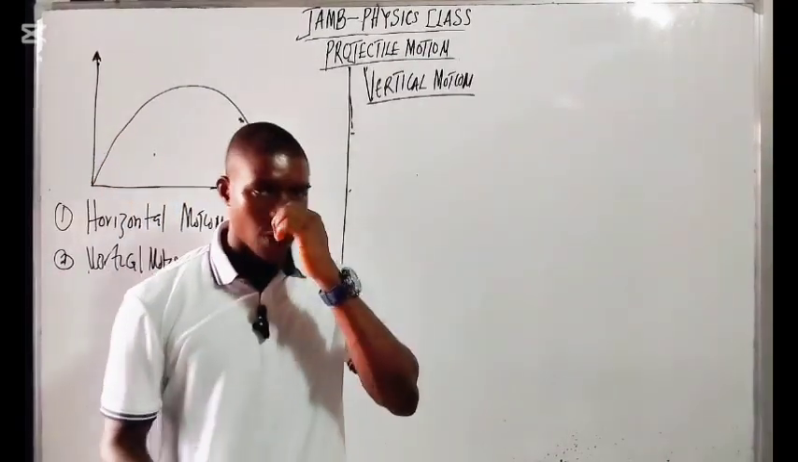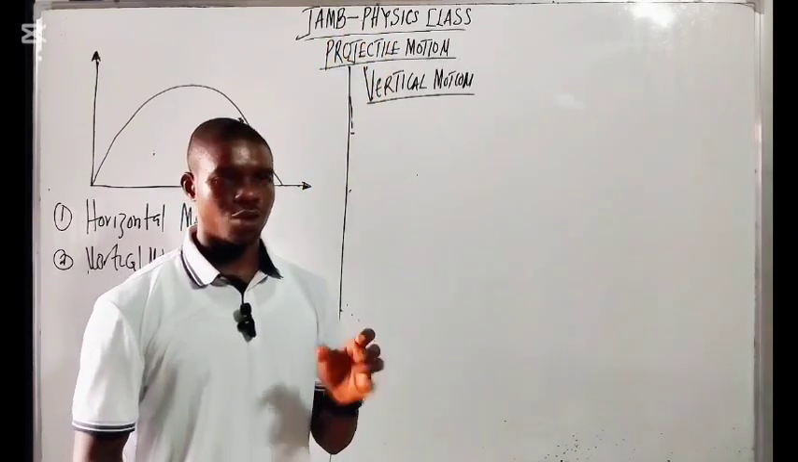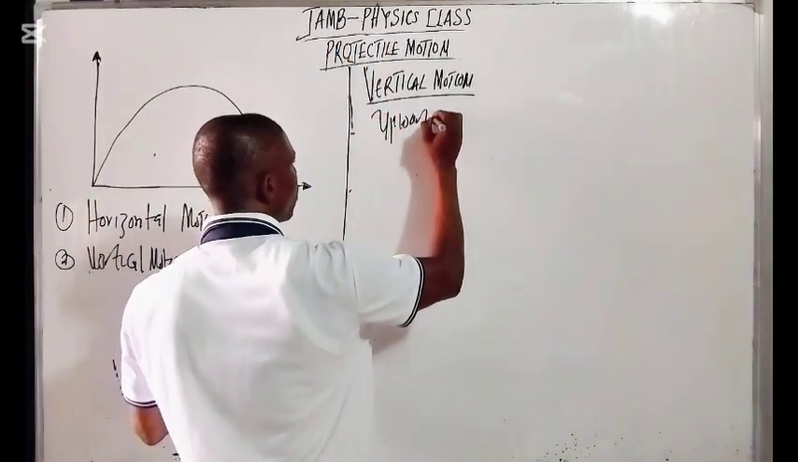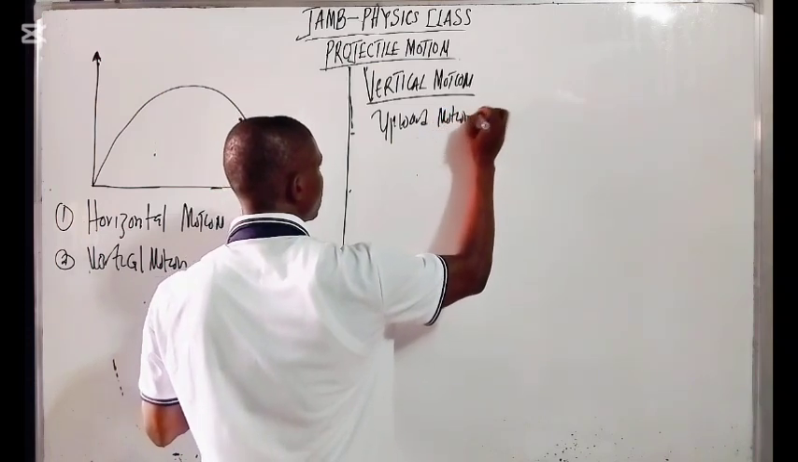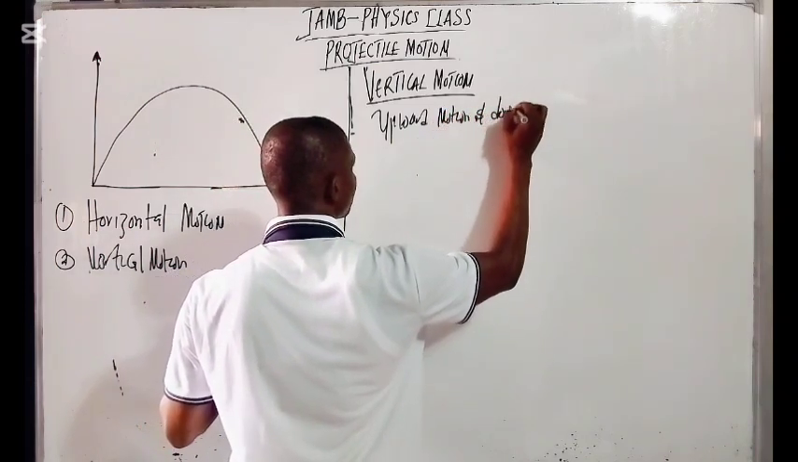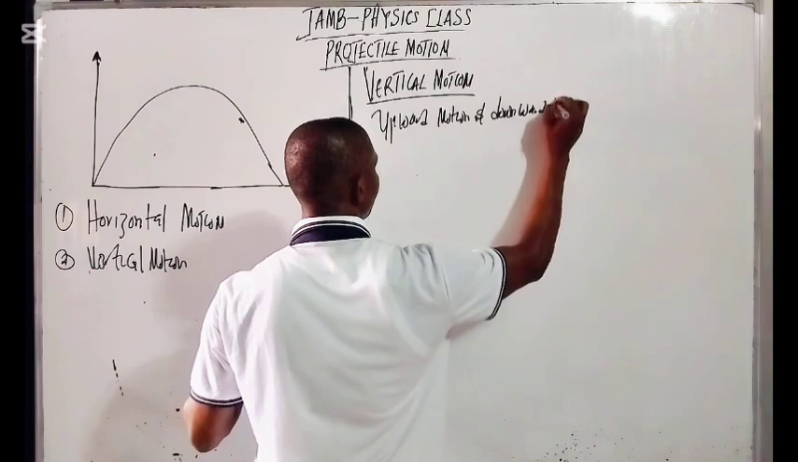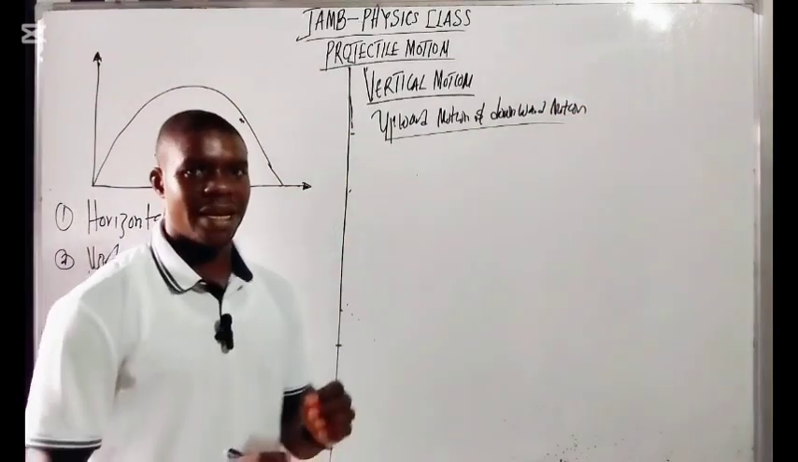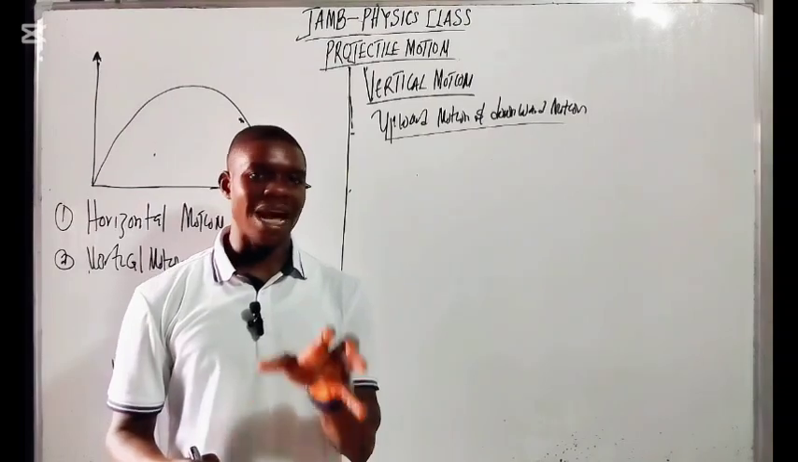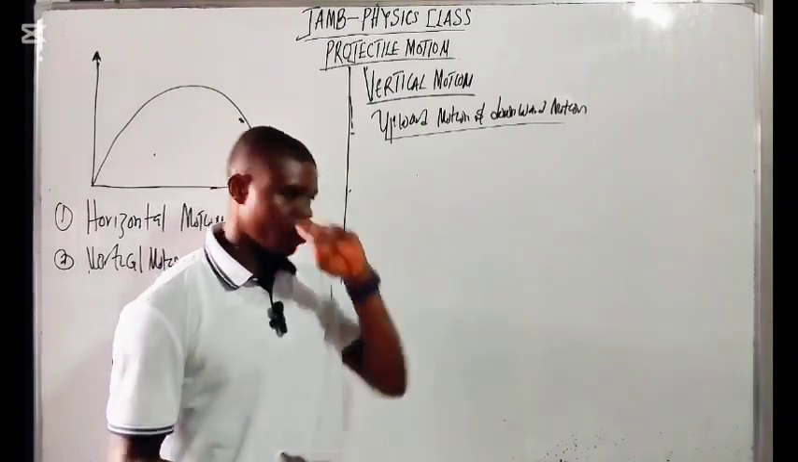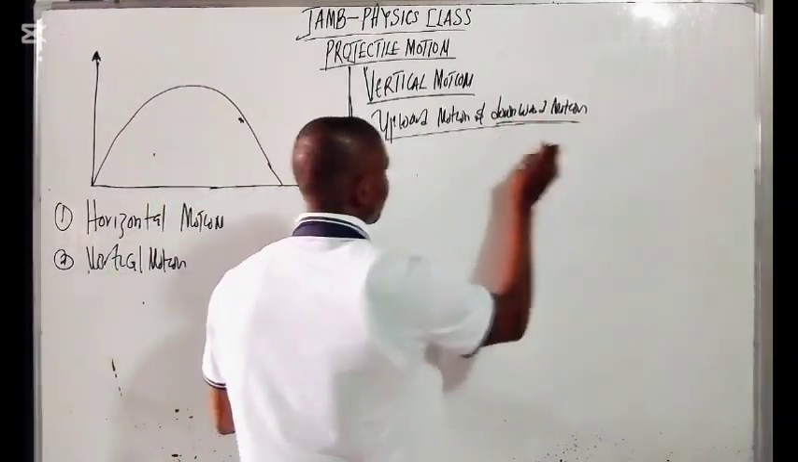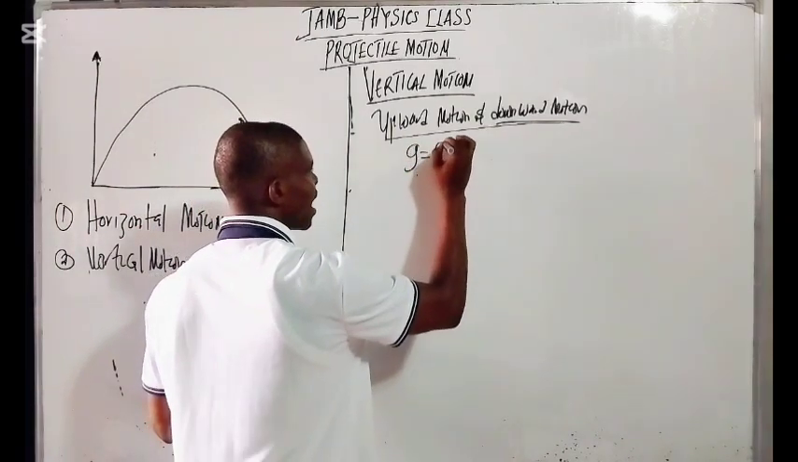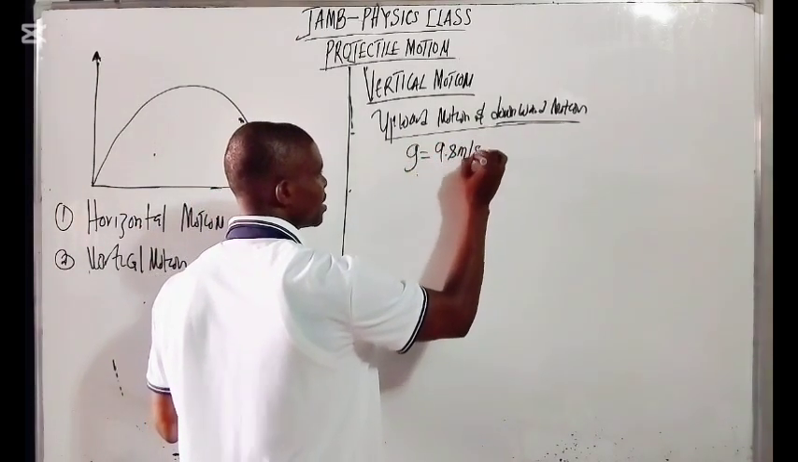Vertical motion. This is where we talk about up and down motion: upward motion and downward motion. Now in downward motion here, we know that acceleration due to gravity actually has an impact on it, right? So acceleration due to gravity always acts on it, which is 9.8 meters per second squared.